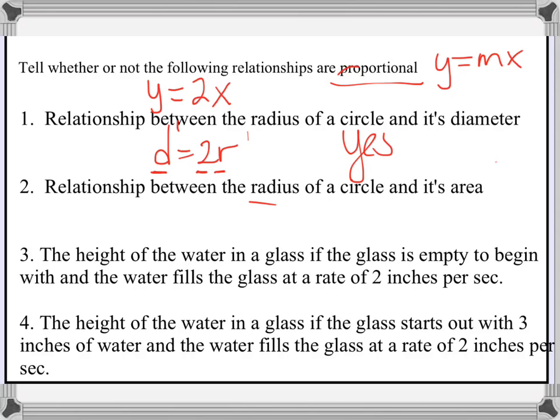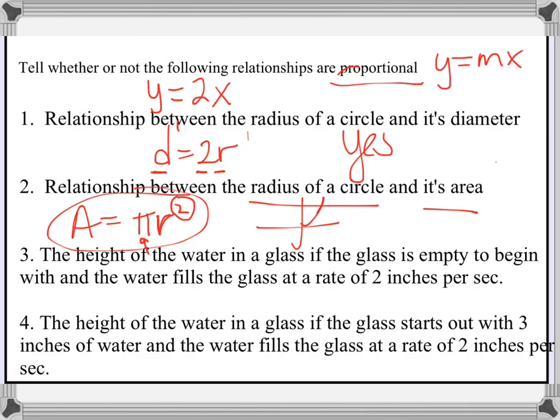Okay, the relationship between the radius of a circle and its area. So area is equal to pi r squared. This is not a proportional relationship because although pi is a constant, the highest exponent we see is 2. That's going to make this equation, when it's graphed, look like a curve, some sort of parabola. So the answer to number 2 is no.